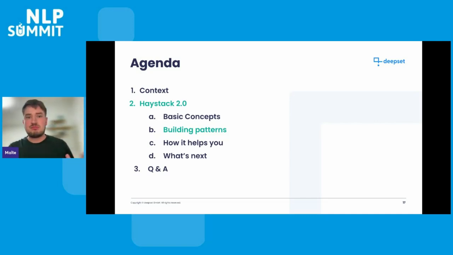Okay, so now you know the basic concepts. How can you now take it further? What are other typical building patterns to take this to the next level and build more complex AI systems beyond the simple RAG example?